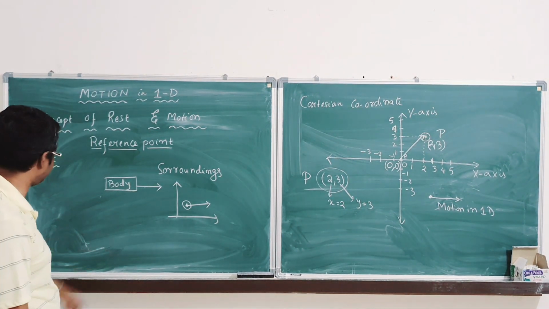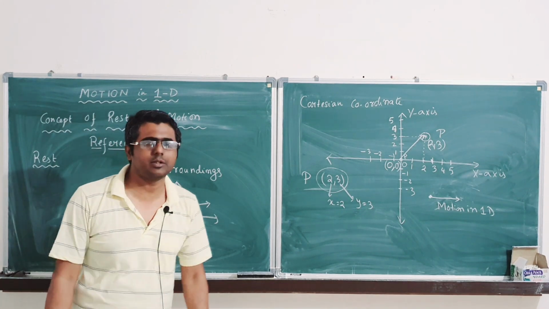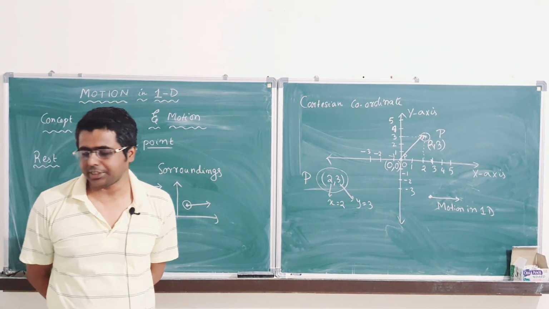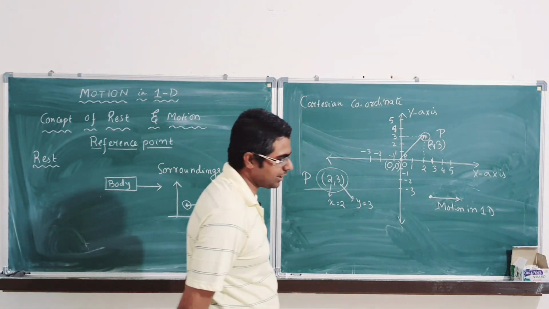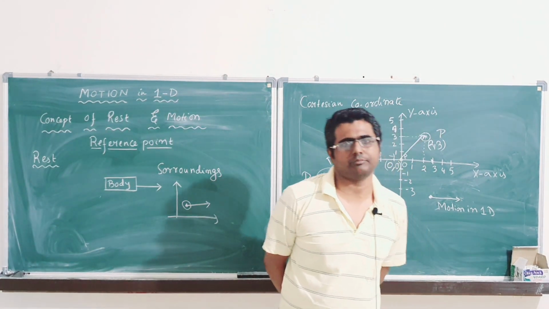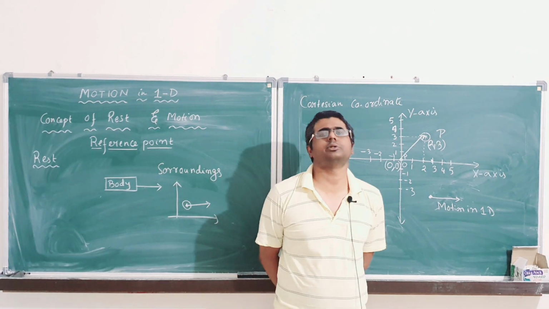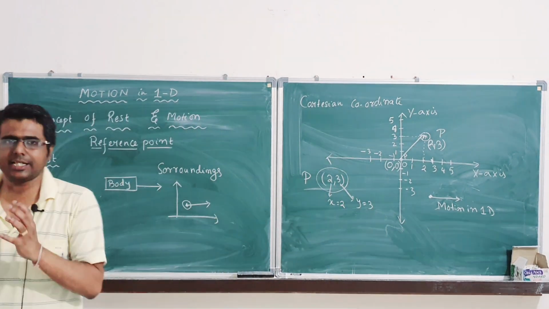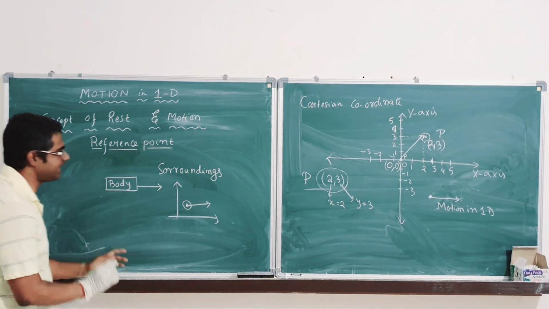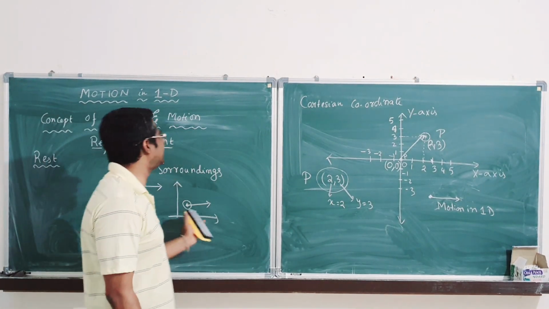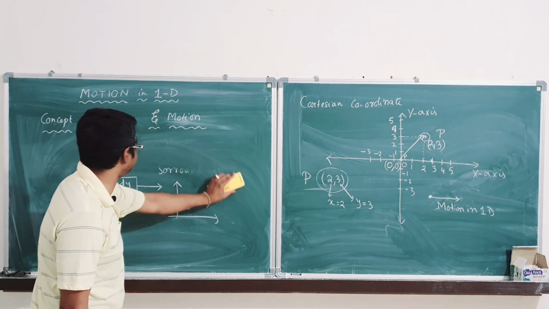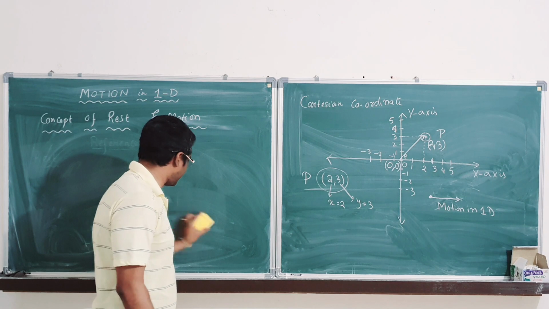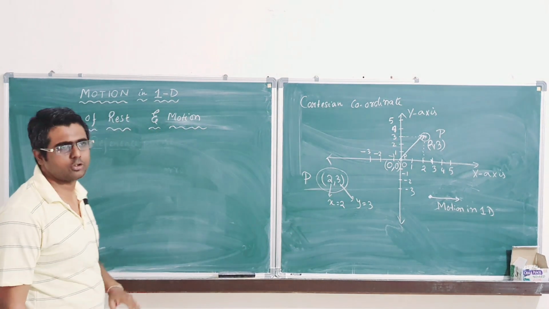Please write down motion. A body is said to be in motion when its position is changing with respect to its surroundings with time. So this gives you the very basic nature of rest and motion. This doesn't really give you the total concept, so we have to understand it fully, not only superficially.